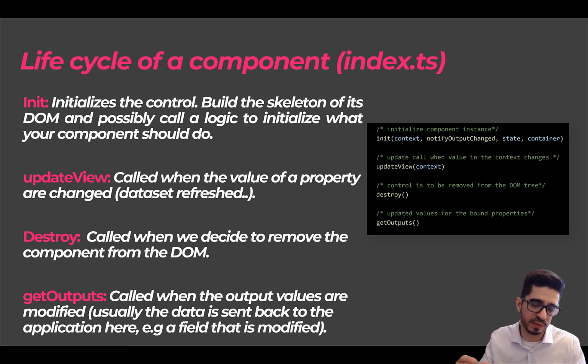Then we have the update view. It's called when the value of a property is changed. So for example, when the dataset refreshes for a subgrid, or when a value is changed on the form. Then you have the destroy function that is used if you want to remove this PCF from the DOM. And you have the get output function that is used when you want to send a value back to the application.